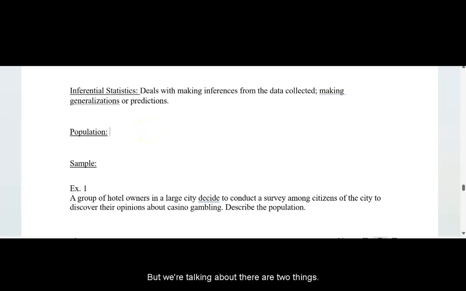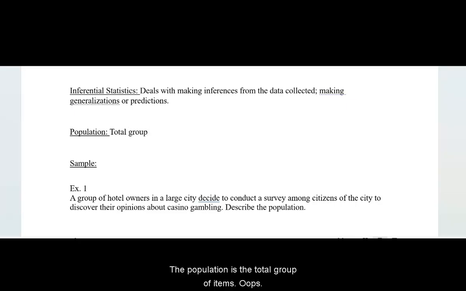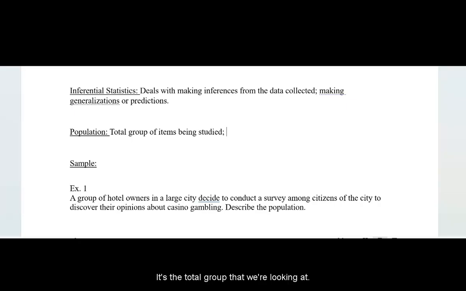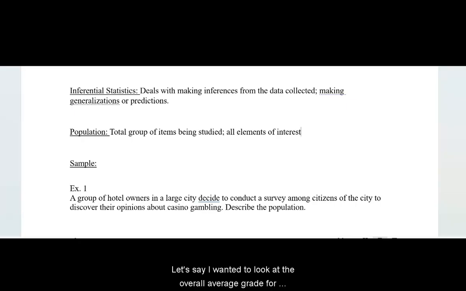But we're talking about, there are two things when we're doing a study with data. We can take our numbers from the population and we can take it from a sample. The population is the total group of items being studied, okay? It's the total group that we're looking at. It's all elements of interest. So let me just give you an example. Let's say I wanted to look at the overall average grade for one of our math courses at the college. The population then would be every student taking that math course.